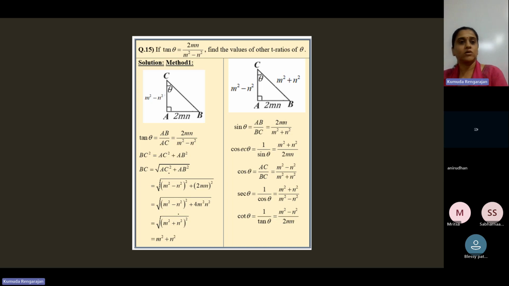Here also identity. See here. Tan theta is given. Tan theta is opposite by adjacent. So I've marked this one as theta. Opposite by adjacent. So we should find the hypotenuse. All right. So when you substitute, you get this one. Now, what is this like?